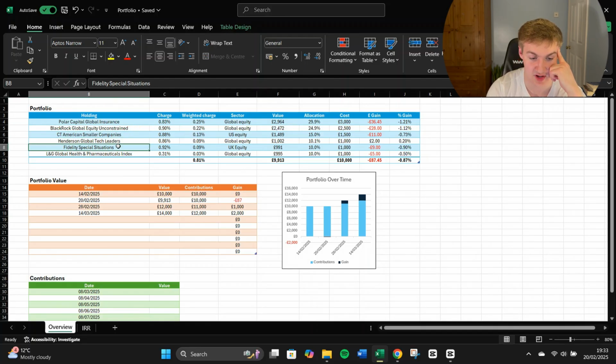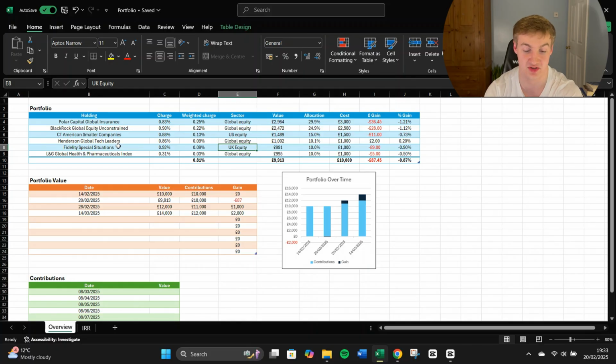The other three holdings are sort of specific plays. Fidelity Special Situations is another active fund. As you can see by the chart, it's a UK fund. It's a contrarian play. The UK has been out of favour for 10-15 years now, and I think now is personally quite an attractive time to buy in. So I've got a 10% weighting in the UK.